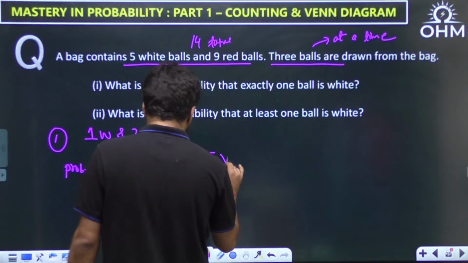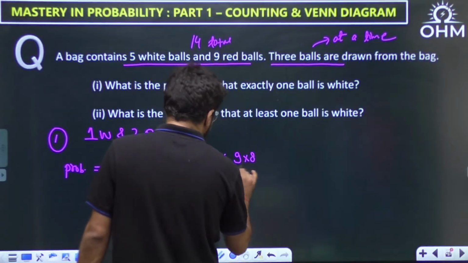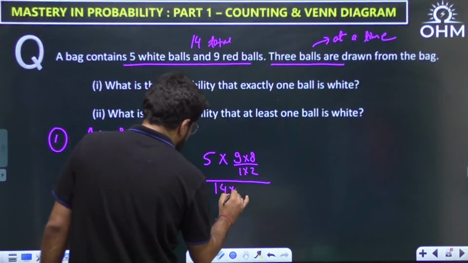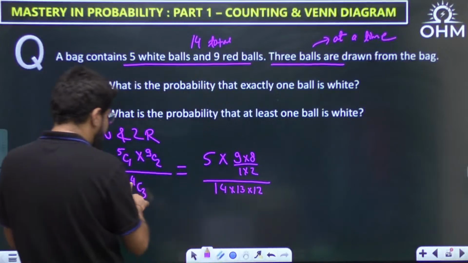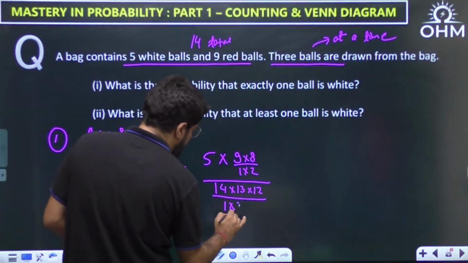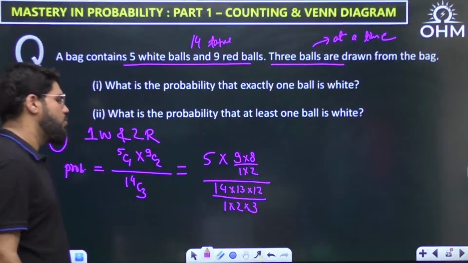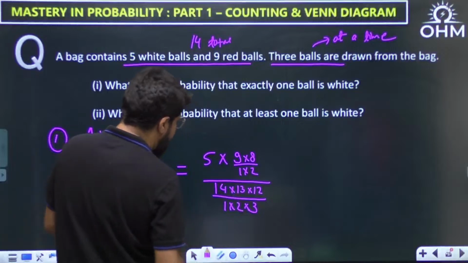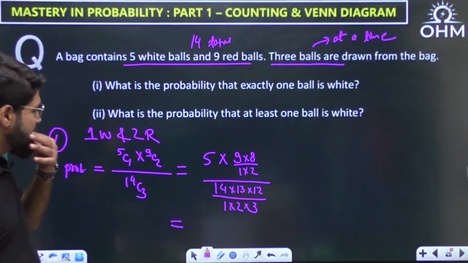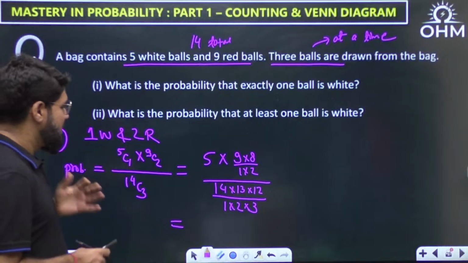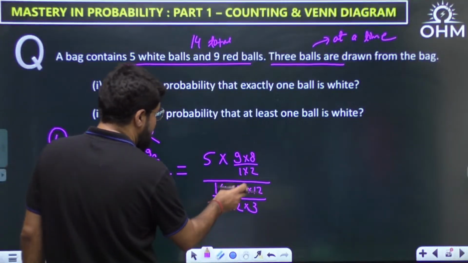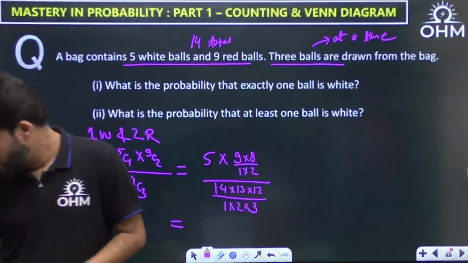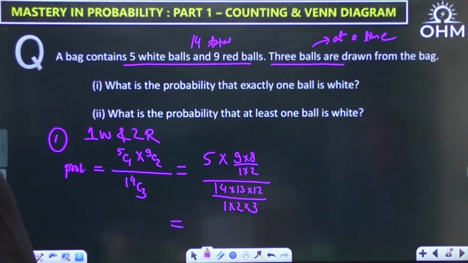5C1 will be 5. 9C2 is 9 into 8 by 1 into 2, divided by 14C3, which is 14 into 13 into 12 divided by 1 into 2 into 3. So 1 into 2 cancelled, and 3 goes above. Let me calculate and write down the final answer in front of you.